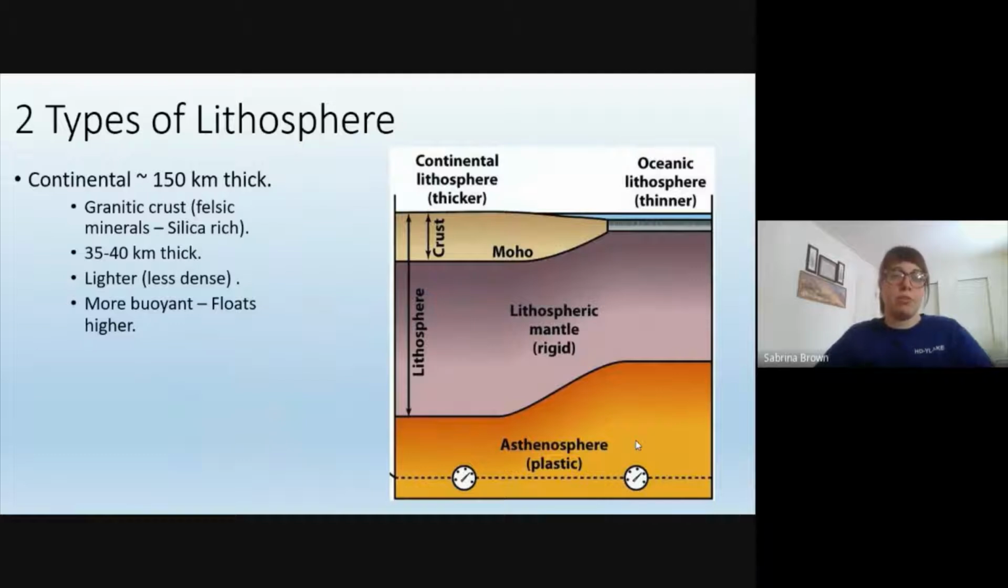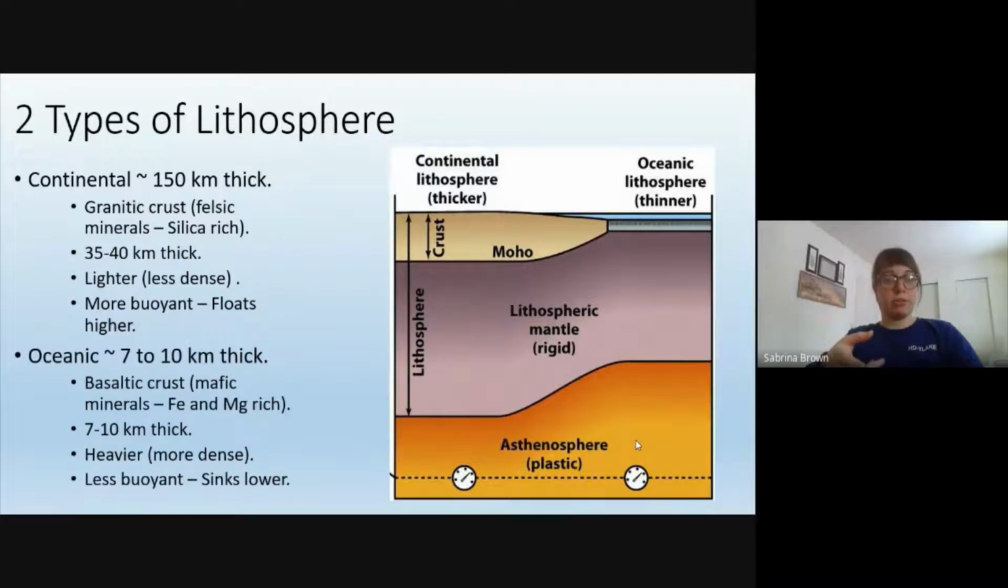And we have two main types of lithosphere. The first is continental, as I hinted at earlier. Our continental crust is largely made of silica-rich felsic minerals. And because it's made of felsic composition, it's generally lighter or less dense and thus more buoyant than the second type of lithosphere, which is oceanic. So continental lithosphere is thicker, but less dense than oceanic lithosphere.